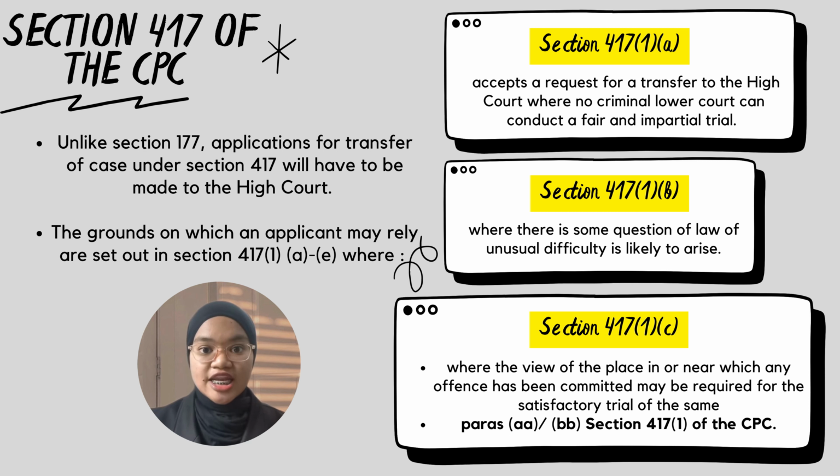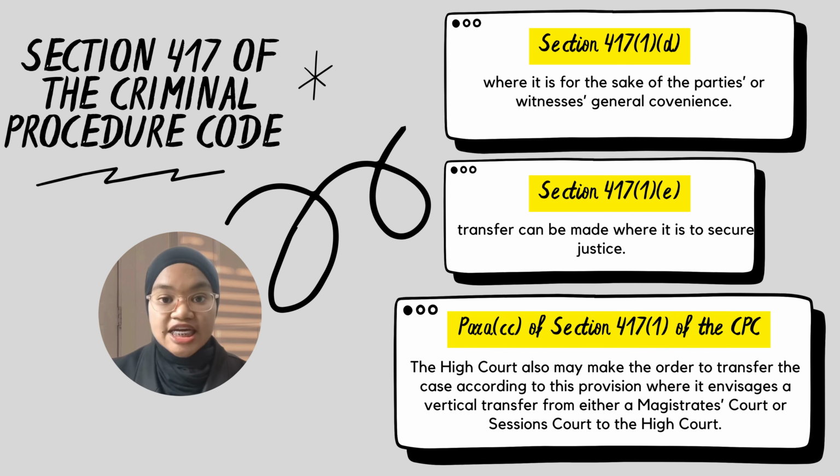Plus, when dealing with an application under this ground, the High Court may make the order as provided under Para AA or Para BB of subsection 1, Section 417, which envisage lateral transfer. Next, subsection 1D, where it is for the sake of the parties' or witnesses' general convenience, and subsection 1E mentions that transfer can be made where it is to secure justice. The High Court also may make the order as provided in Para CC of subsection 1, Section 417, which envisages a vertical transfer from either a magistrate court or session court to the High Court.